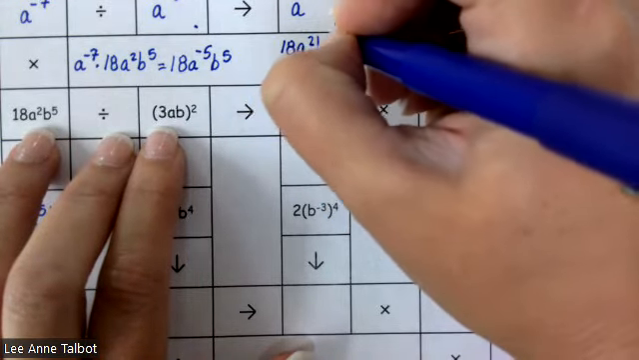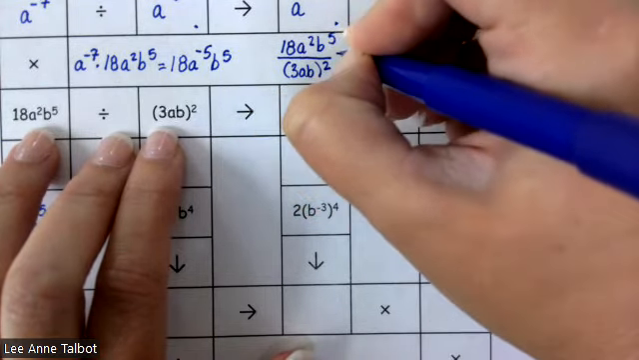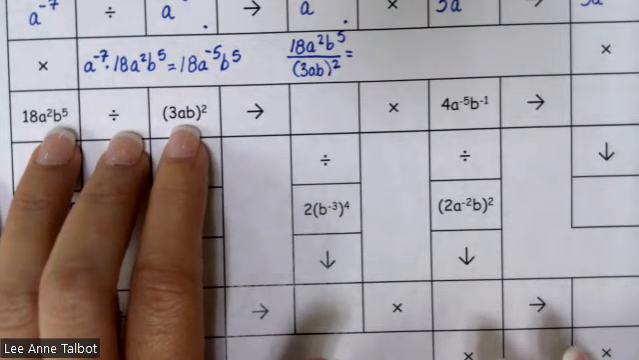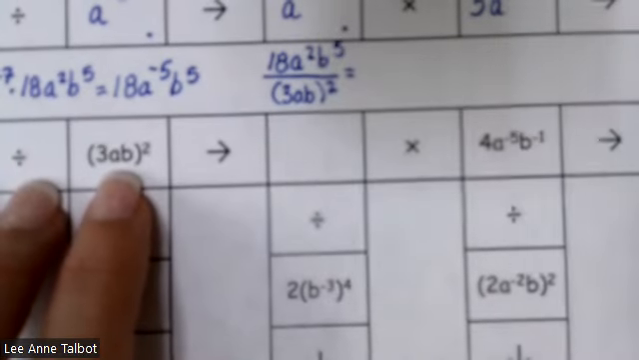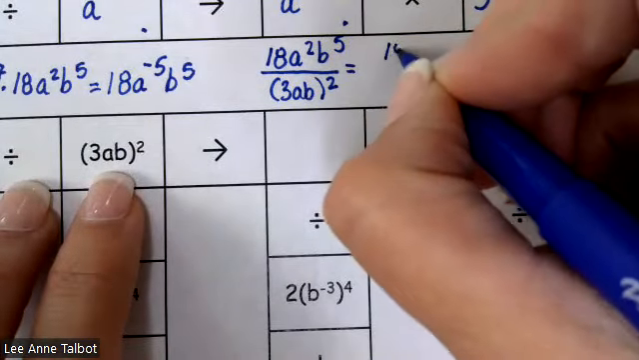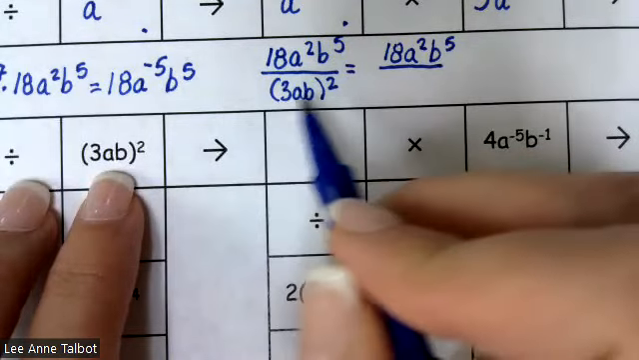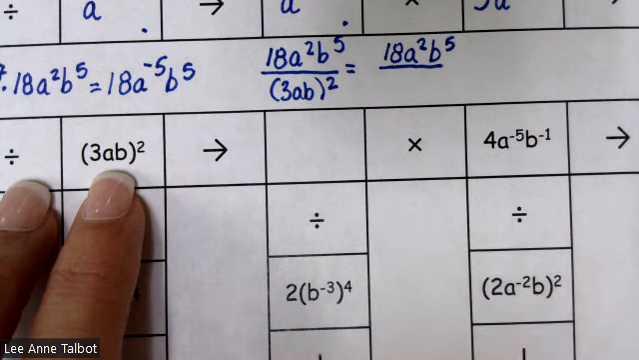18a squared b to the fifth over 3ab squared. I'm doing this right here. Okay, the top is going to stay the same, but what do I get when I square 3ab? What is 3ab squared? Almost. It's 9 because it's not, yeah.